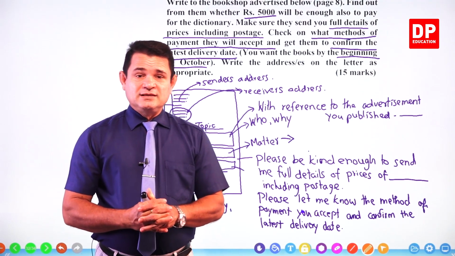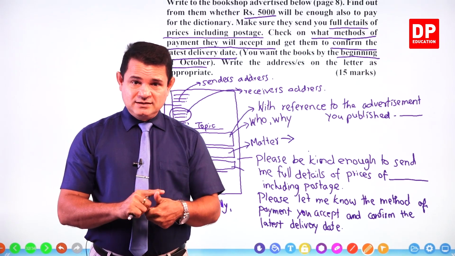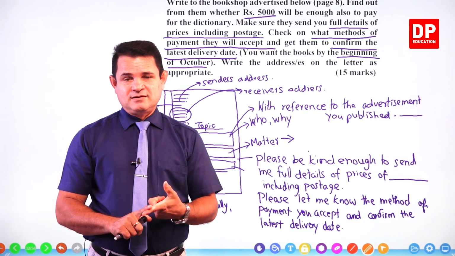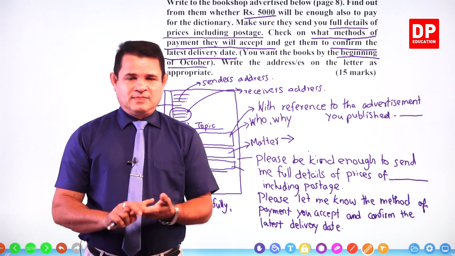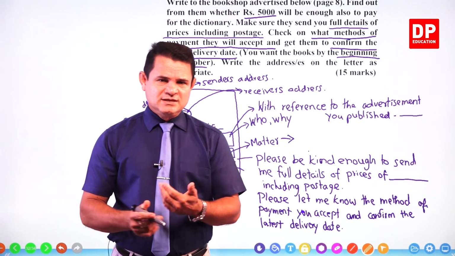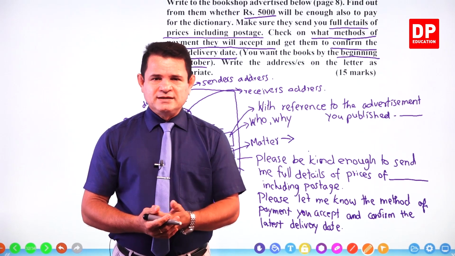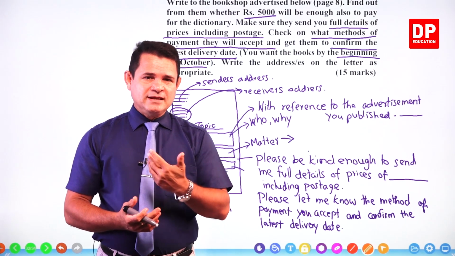Right. Now you see in this paper we got two letters. One is an informal letter. The other one is a formal letter. Both types came, an official letter and a personal letter. So even in the new syllabus, this comes. Writing letters, writing essays, all of them come. So get ready for this.